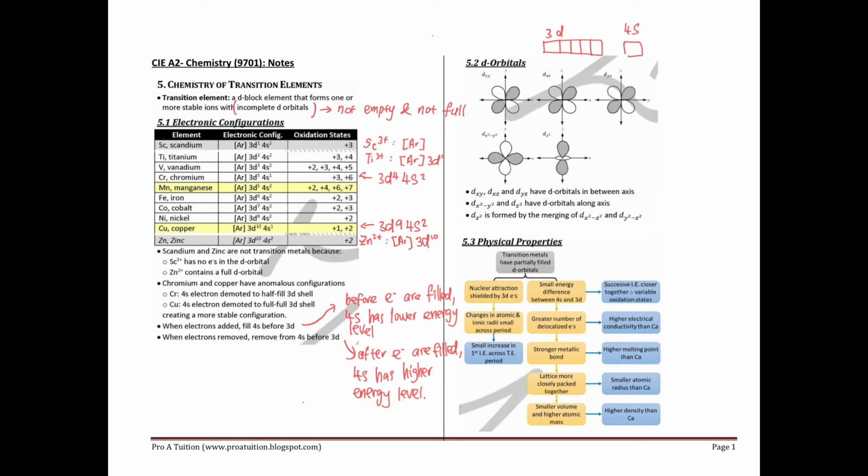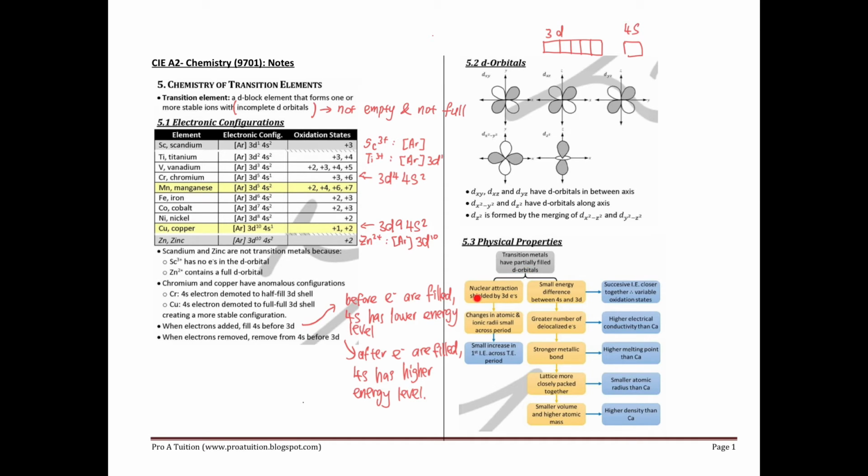Now let's move on. 5.3. 5.3 is where we learn the physical properties of transition elements. You can see here, transition metals have partially filled d orbitals. Because of partially filled d orbitals, some properties come out from this situation.